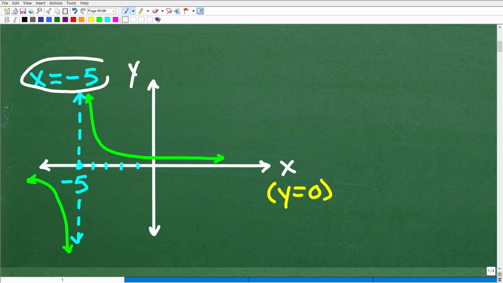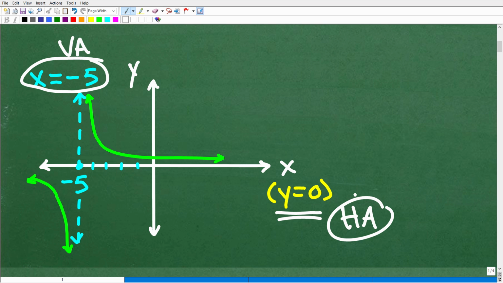And x is equal to -5, this little dotted line, is what we call a vertical asymptote. Okay, so you want to identify that on your graph, and y equals 0 is what we call a horizontal asymptote with respect to this particular problem. So that's actually the x-axis. Okay, so you would want to label this and, of course, show these two branches and show the general behavior of the graph, right?